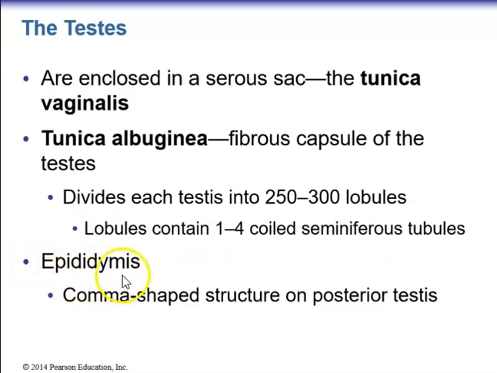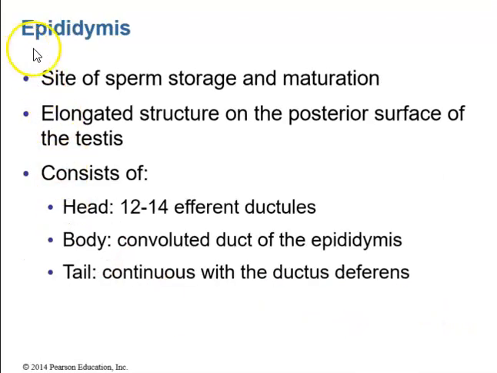Then we have the structure called the epididymis. The epididymis is a comma-shaped structure on the posterior testes. Please note the spelling of epididymis and practice the spelling of epididymis. Epididymis. Okay, so practice that spelling. A lot of people tend to get the spelling of this structure wrong.